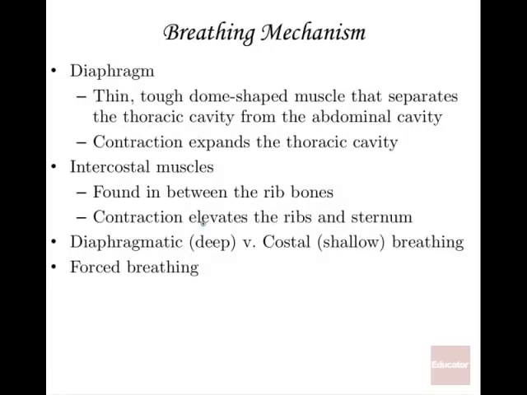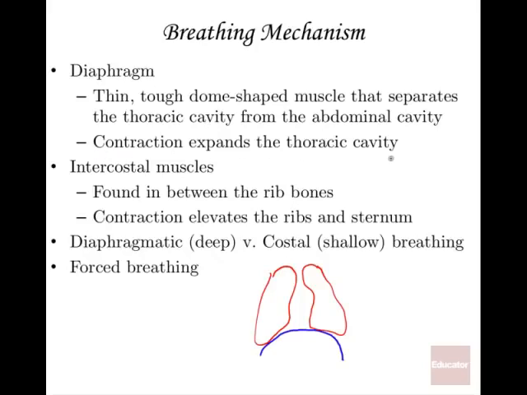So the breathing mechanism, how do we actually physically breathe? The diaphragm has a lot to do with it. So right under the lungs, let's say here are the lungs. Underneath there, you're going to have this dome-shaped muscle that goes right under the lungs and curves around and is attached to the most inferior parts of the rib cage. And it is the border between the abdominal cavity and the thoracic cavity. So it's a thin, tough, dome-shaped muscle that separates those two cavities.